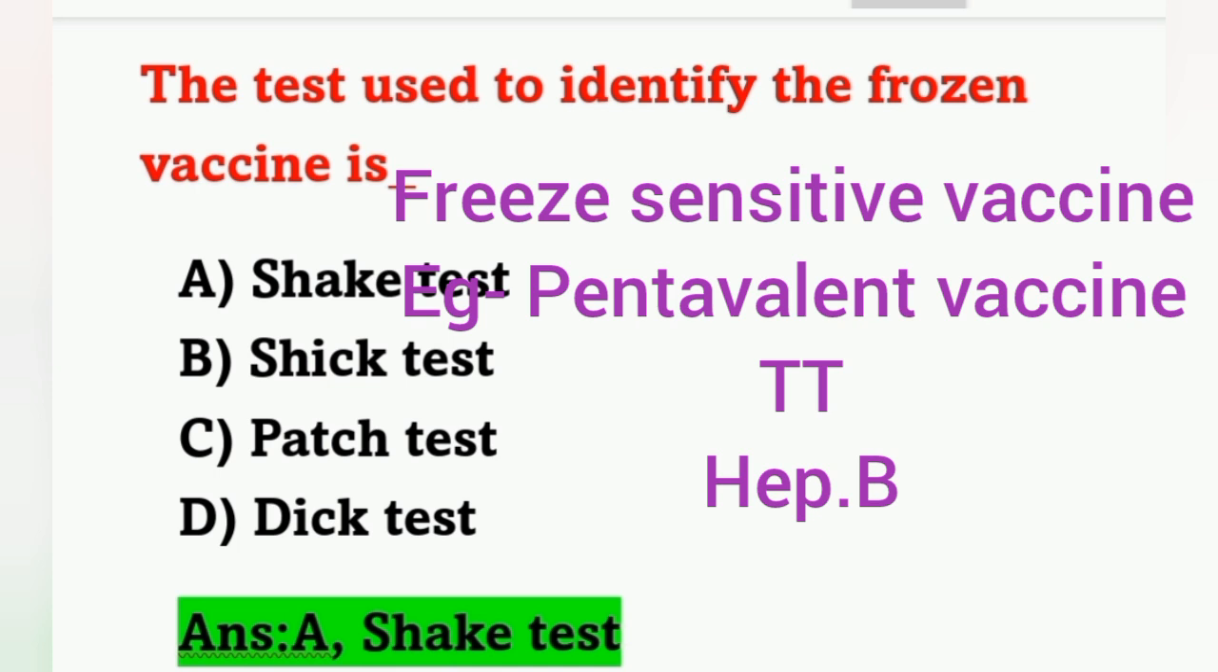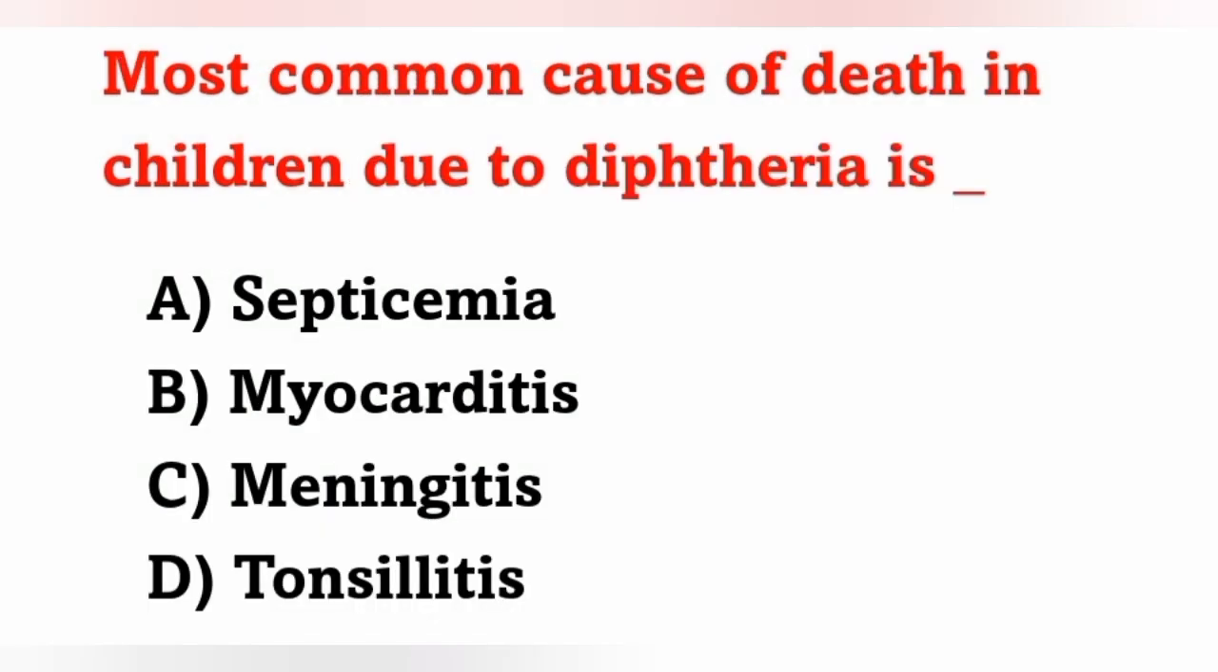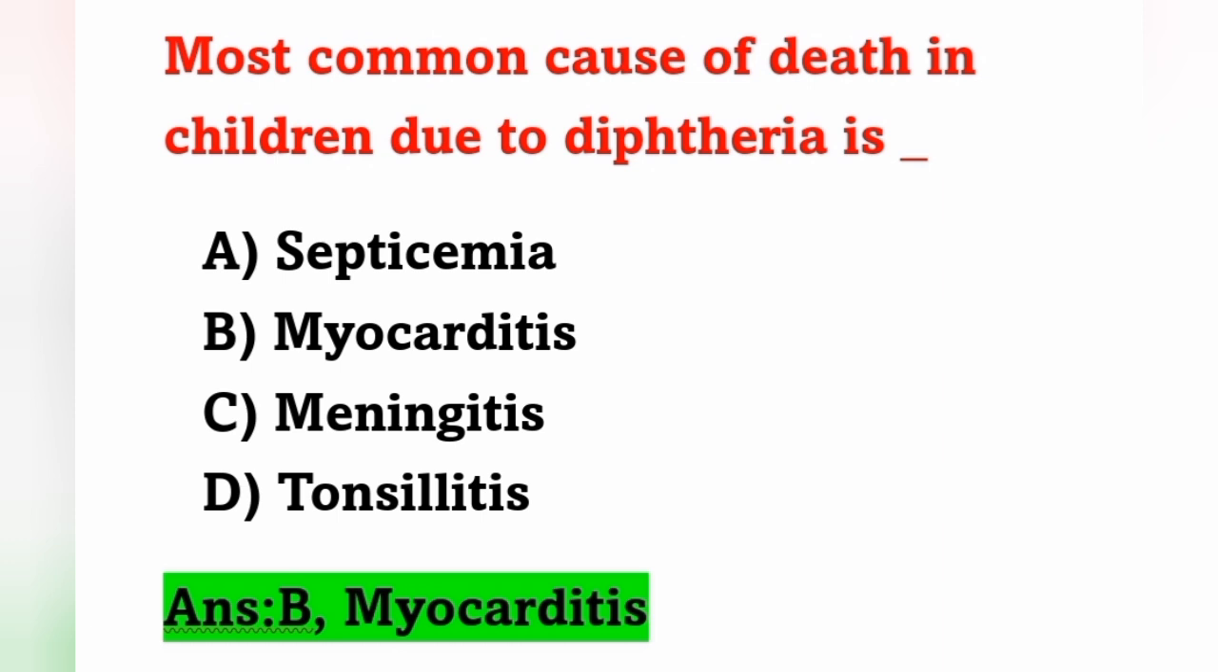Okay, and we can see the next question. Most common cause of death in children due to diphtheria is? Option A, septicemia. Option B, myocarditis. Option C, meningitis. Option D, tonsillitis. Diphtheria is an acute infectious disease which is caused by Corynebacterium diphtheriae. And the most common cause of death in children due to diphtheria is myocarditis. Option B is the correct answer, myocarditis.